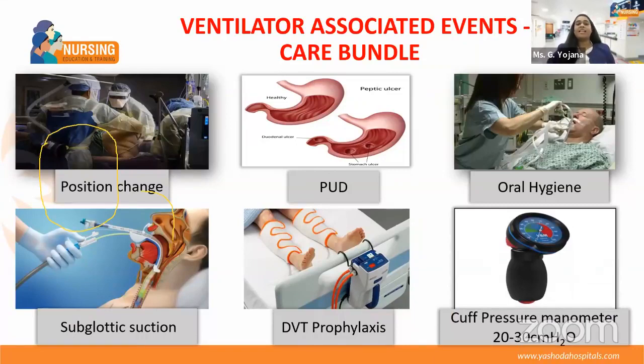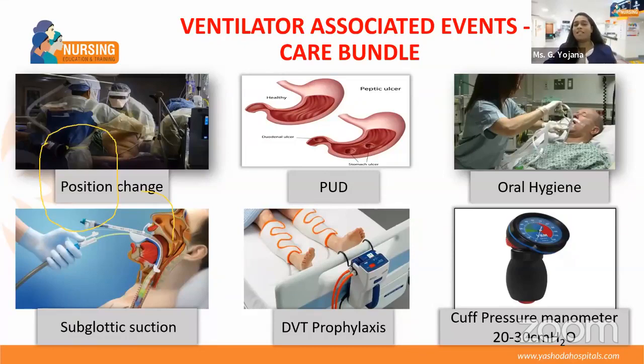Okay. Next is the cuff pressure manometer. Always remember that cuff pressure should be maintained at 20 to 30 centimeters of water. Why do we require this pressure? Because if this pressure is not maintained, ultimately the cuff will leak and the tube will slip into the right bronchus or the left bronchus, wherever it goes. Or it may just come out of the tube. It doesn't usually happen, but sometimes it can be disconnected or misplaced from its position.